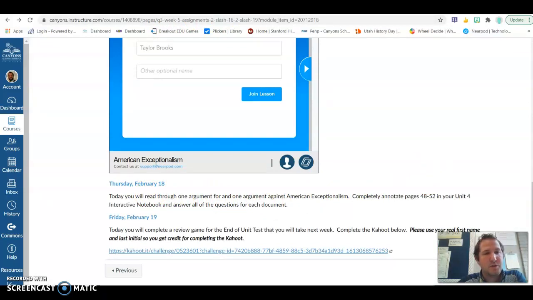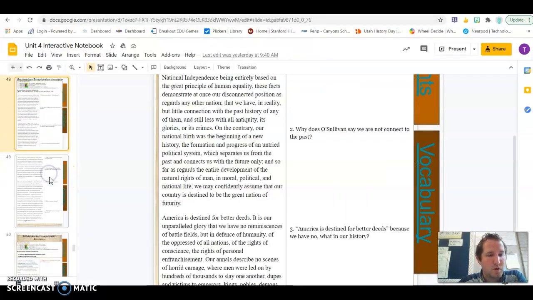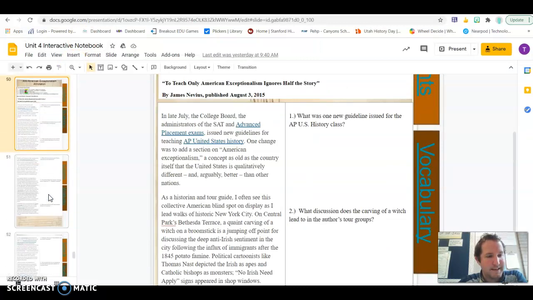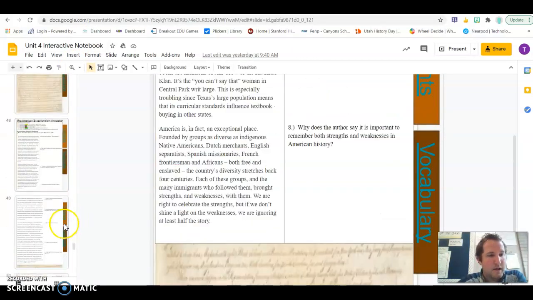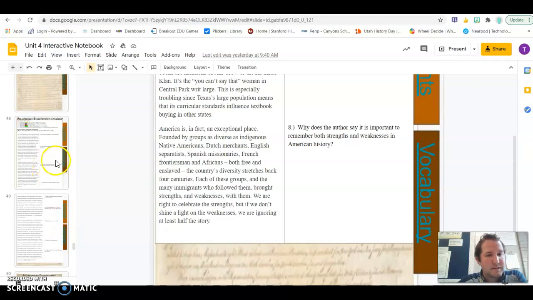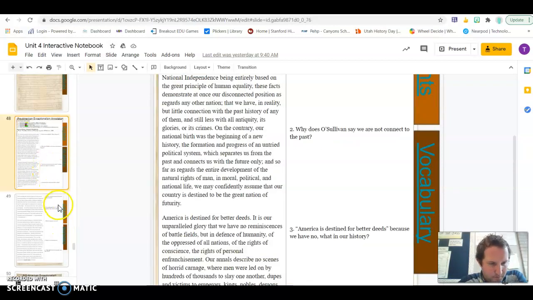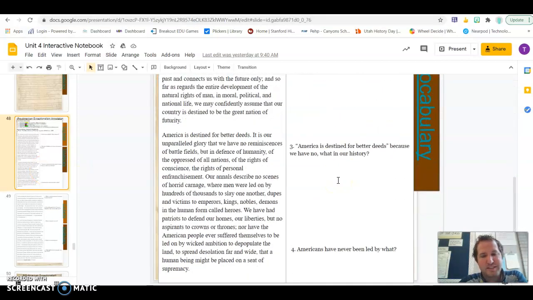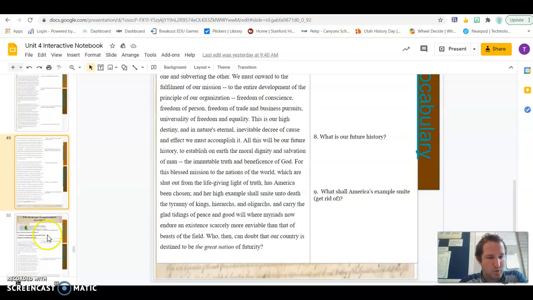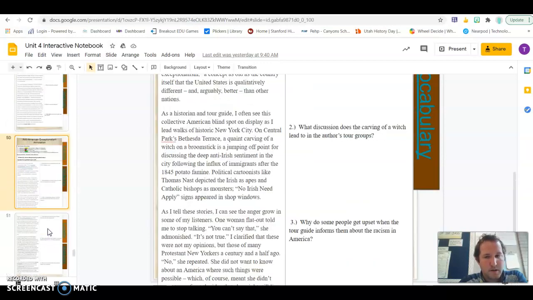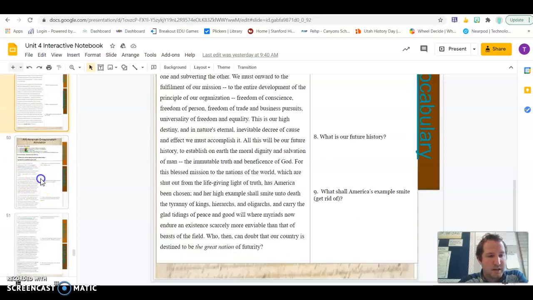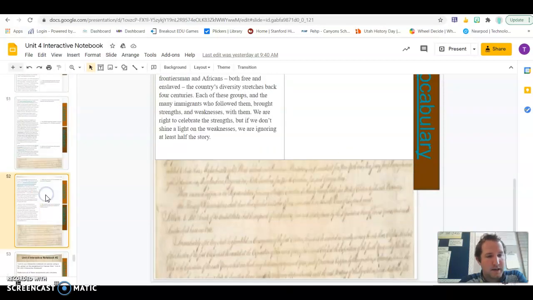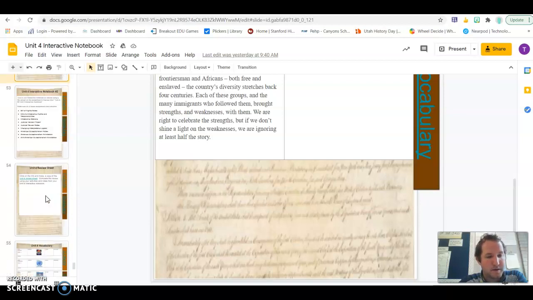On Thursday, you're going to read through, again, one argument for and one argument against American exceptionalism here. These pages need to be completely annotated and all of the questions answered in order to receive full credit. And we'll have a discussion in class about whether you're for or against American exceptionalism.